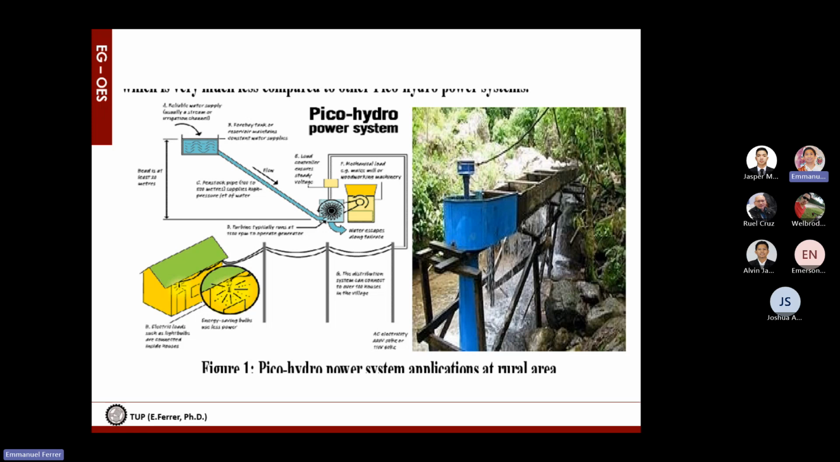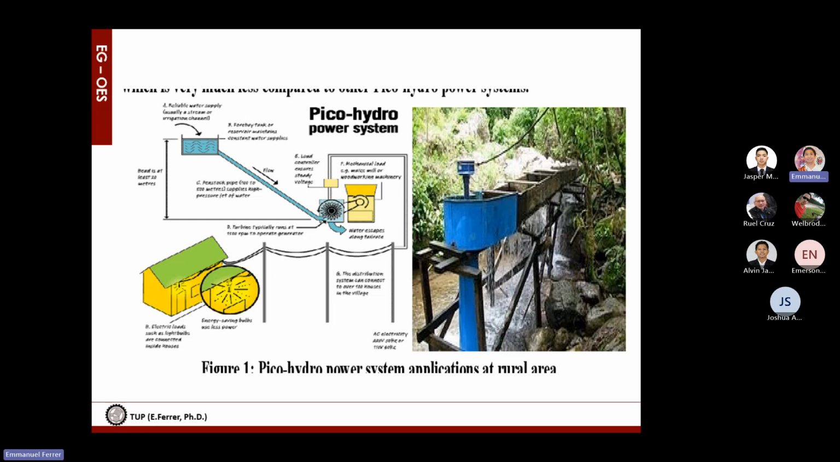Siyempre, meron ka pa rin kahit paano sort of reservoir or source of flowing water. If it's in the mountain area, then it's okay. You have the free flowing. You just need to direct the flow or at least connect yung penstock. And then you have to have the turbine. Turbine can also be designed so that it can be efficient in collecting and converting the water to electricity.